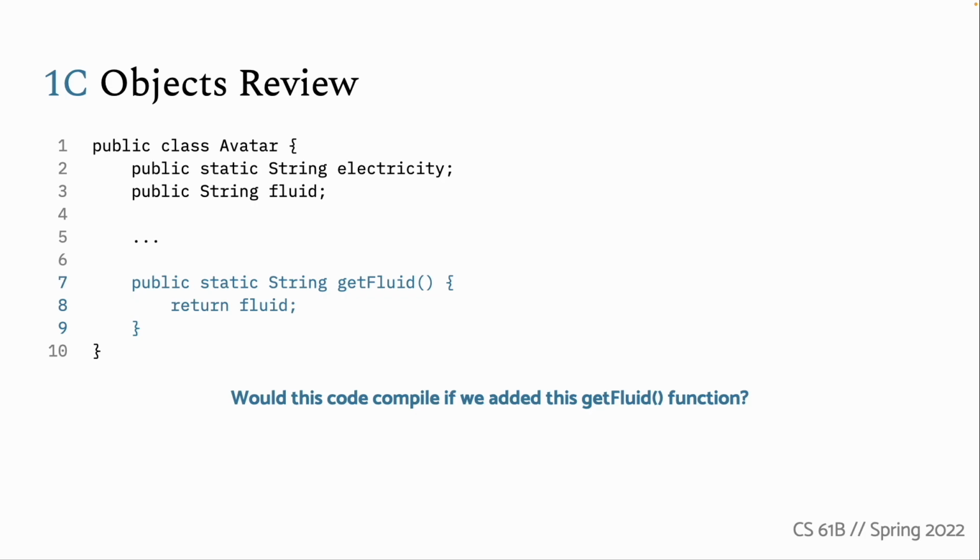Because you can kind of imagine the logic here where if you tried to call on fluid from a static function, let's say we called avatar.getFluid, which fluid would we return, right? Every instance has its own version of fluid with a different value. So which one's the official version that would be returned by this function? There isn't one, so this would cause a compile time error because Java would see this and immediately just say, this isn't allowed, sorry, not happening.